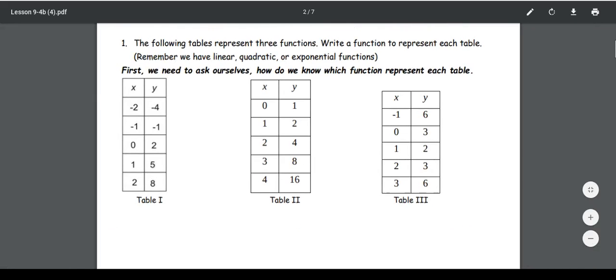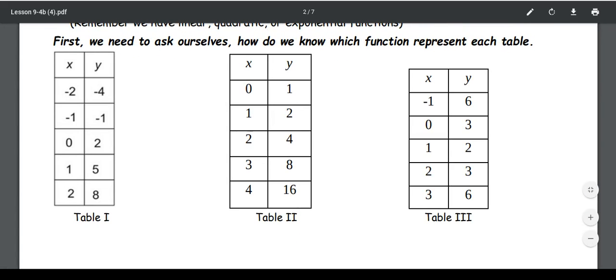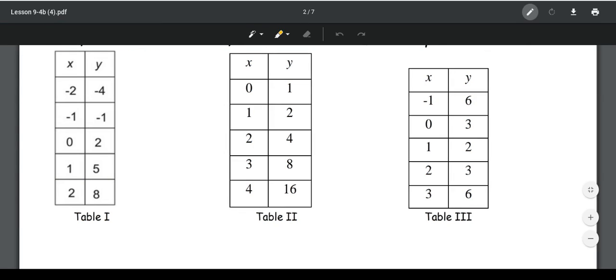Looking at the first table, we have the y values, and going from one y value to the next, I am adding 3 every single time. And it's the same number again and again. That tells me that this function is a linear function.